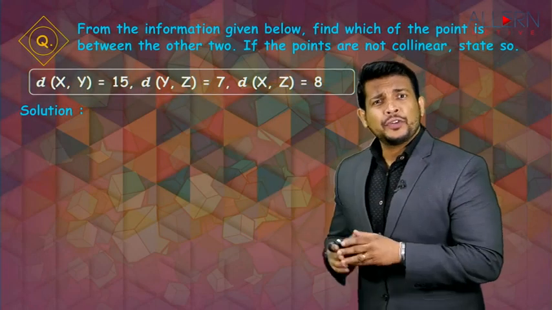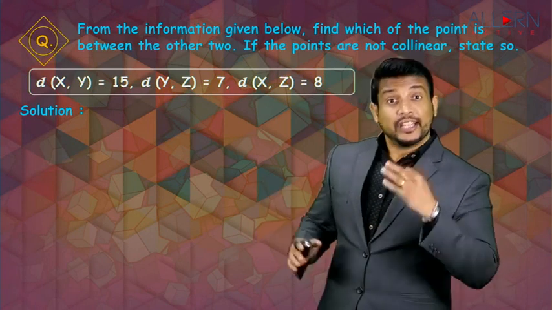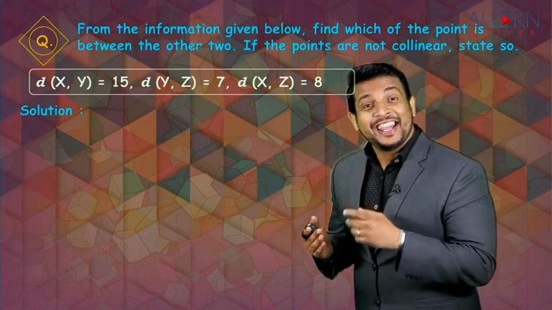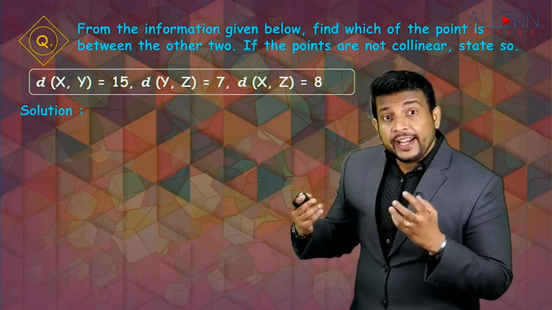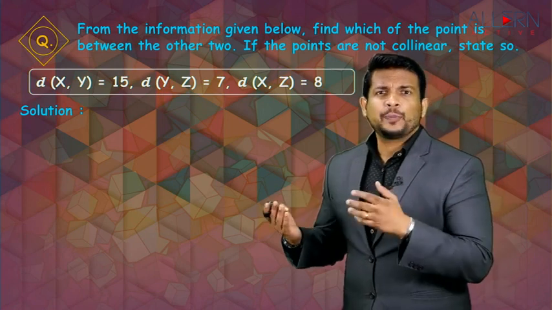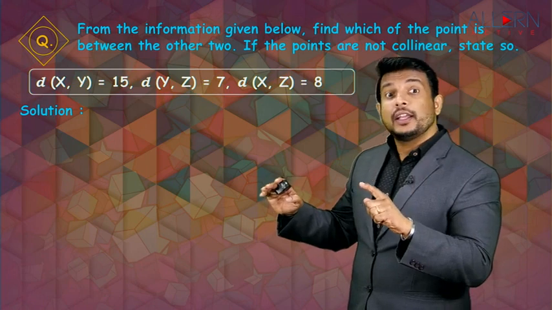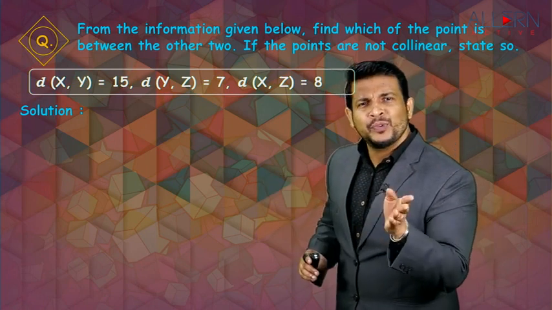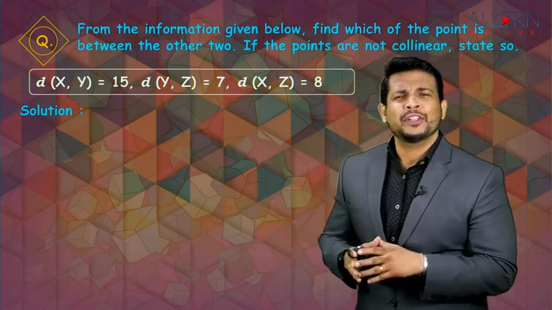When we look at this question, we identify and understand that the 3 points which we are discussing are, what are they? X, Y and Z. We need to identify and understand whether these points are collinear, and if they are collinear, then we need to also state which point is between the other two. But how do we decide whether the points are collinear?